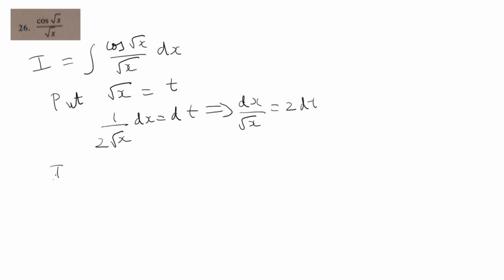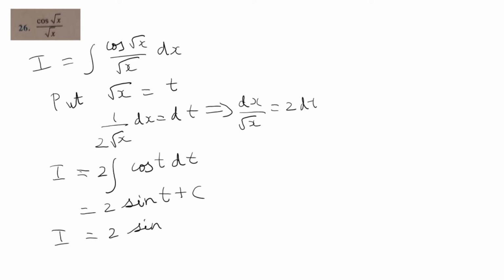So we can substitute in I is equal to 2 times integral cos t dt. Do you know what is integral cos t dt? It is sin t. So this is equal to 2 sin t plus c. So I is equal to 2 sin t. We are substituting t as root x because we have taken root x as t. So I is equal to 2 sin root x plus c. The next question, root sin 2x cos 2x.